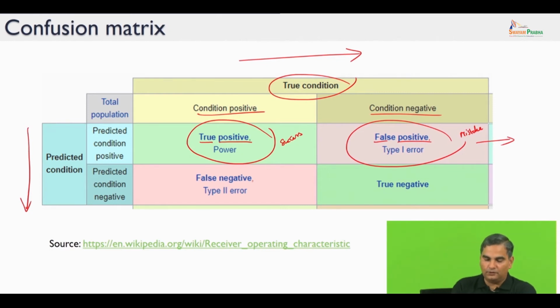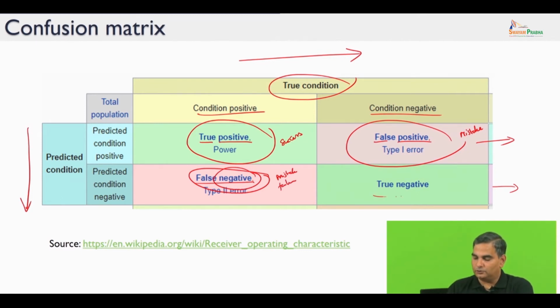Now if we go to the second row, the predictions are all negative because the predicted condition is negative. If you look at this right here, the prediction is negative, but this prediction is false. So the truth is actually the condition is positive. So this is also a mistake or a failure of the classifier.